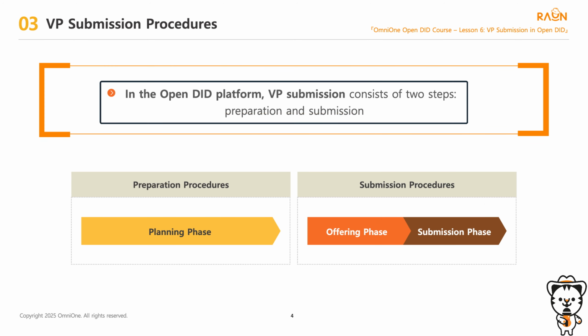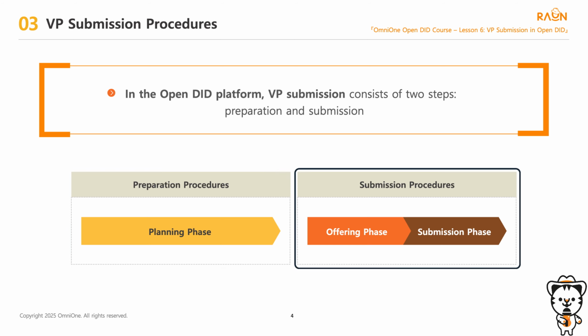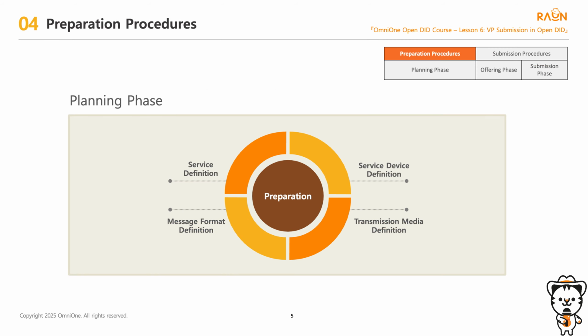On the OpenDID platform, VP submission consists of two main phases: the preparation procedures and the submission procedures. The preparation procedures, as the name suggests, involves planning for the VP submission in advance. The submission procedures is where the actual VP submission occurs, involving an offer and the submission itself. We will now explain each of these stages in more detail.